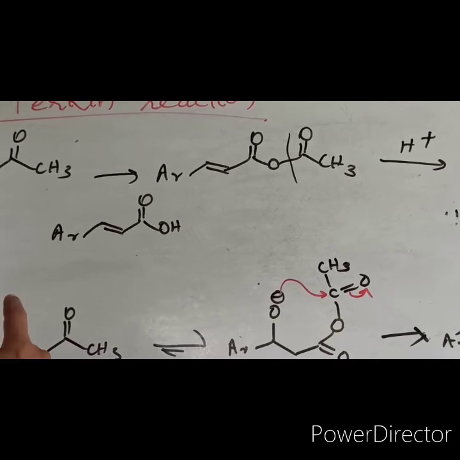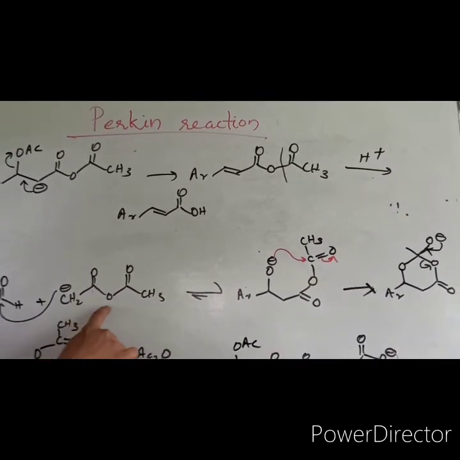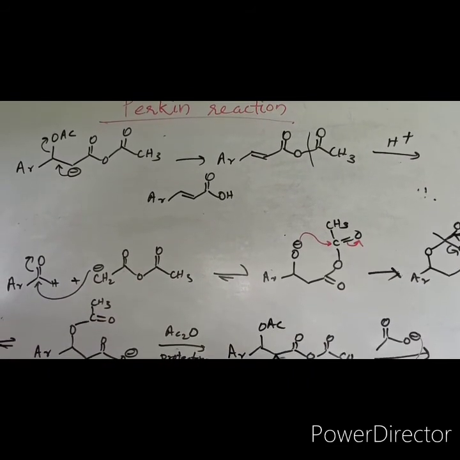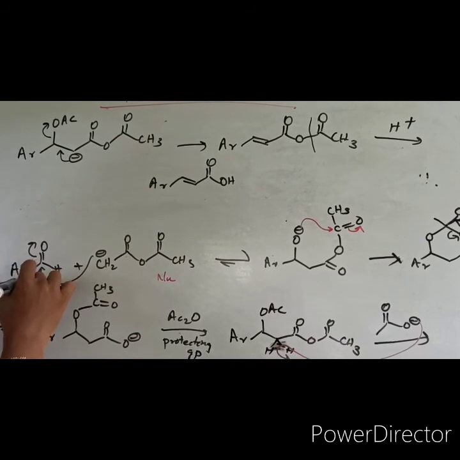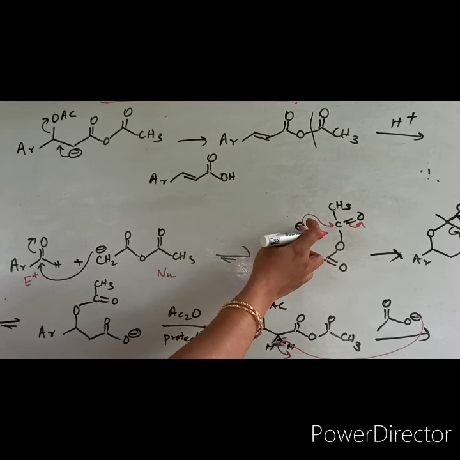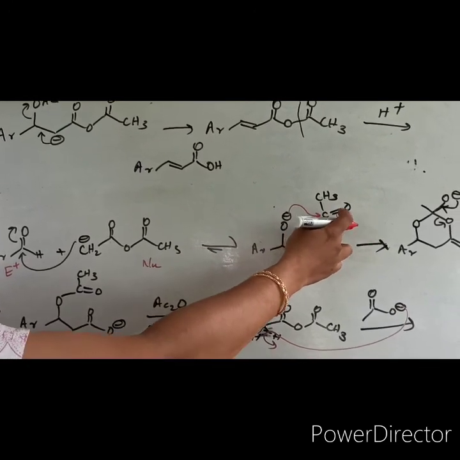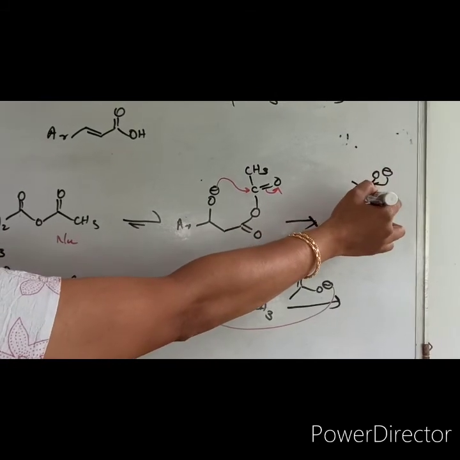From acetic anhydride, the nucleophile is generated by the carboxylate anion. So this is our nucleophile. Now that nucleophile will be added to the electrophilic aromatic aldehyde. So you will be getting a compound like this. Then this will be attacking again this carbonyl compound. You will be getting a 6-membered ring over here, and this will be coming here.